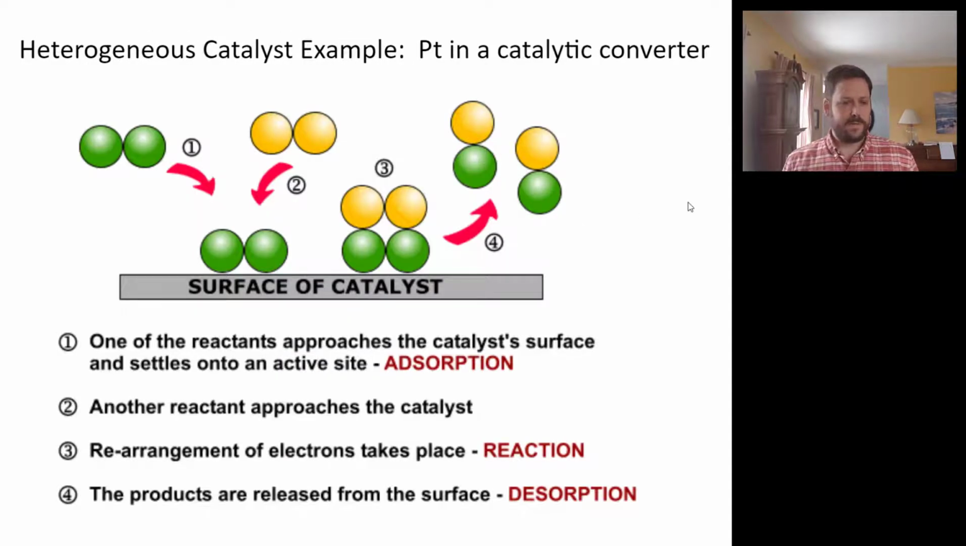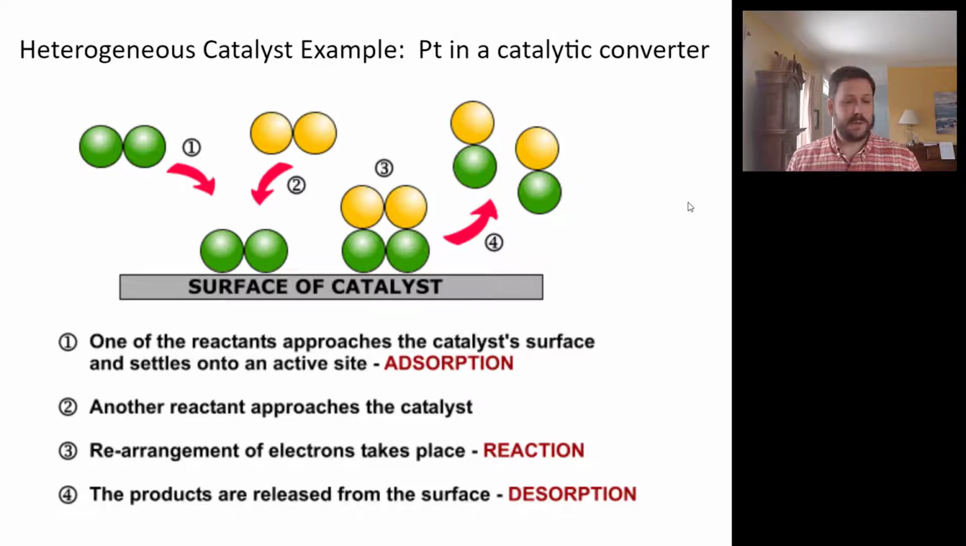We have, first of all, the surface there representing the platinum that you might find in a catalytic converter. The first step is that the reactant adsorbs onto that surface. The second step is that the second reactant, represented by those yellow molecules there, is going to react with that green molecule on the surface, and the surface is effectively orienting one of those molecules, the green one, in a particular way to facilitate the reaction.